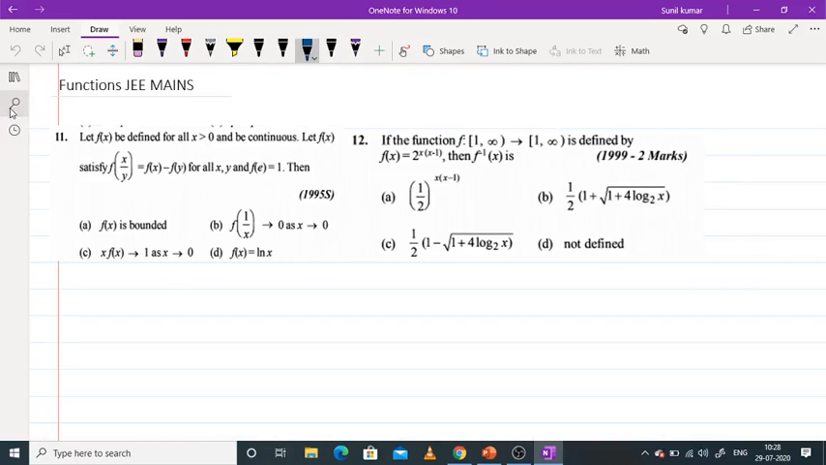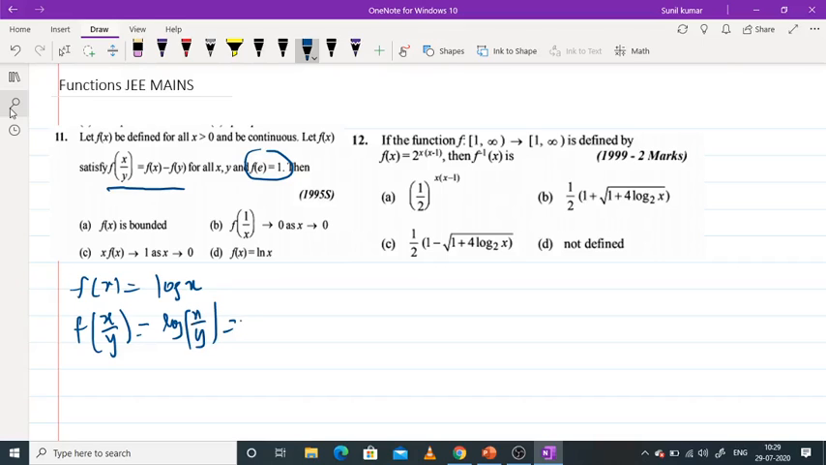Now we have another one. F of x by y is equal to f of x minus f of y, and f of e is equal to 1. Now what is this function? You have to know. Anywhere we have a division converted into subtraction, I suppose f of x is log x. You can say f of x upon y, that is log of x upon y, is log x minus log y. I hope you got this one, f of x minus f of y. And log e, that means x is equal to e, log e is 1. So you have 1 here, so the answer is this.